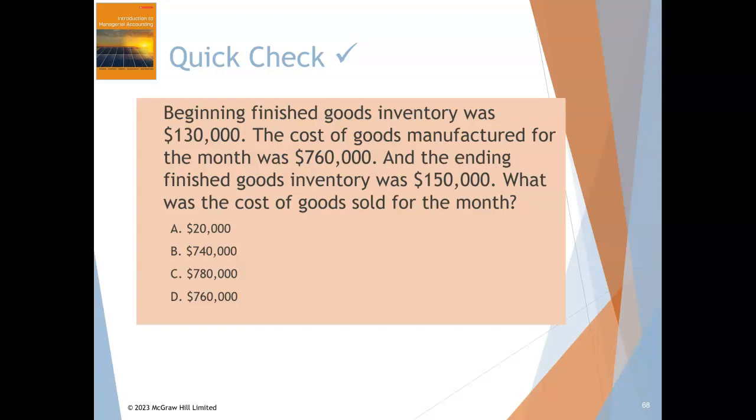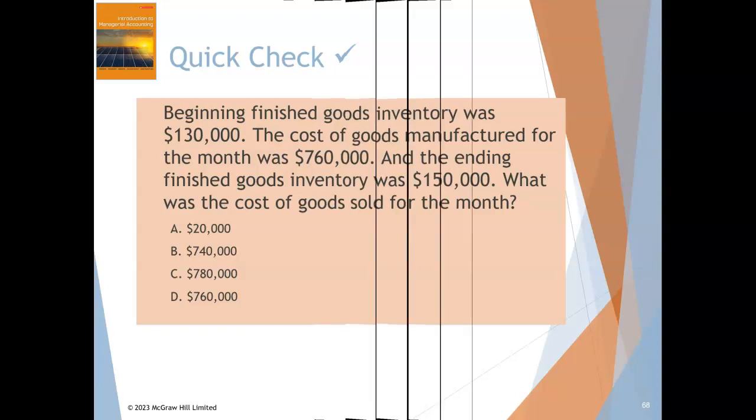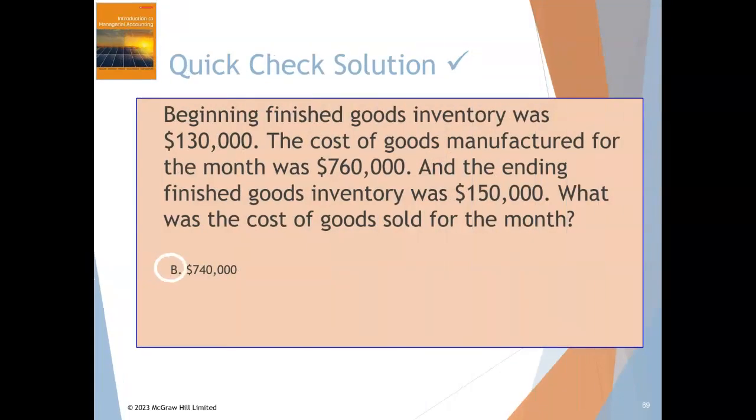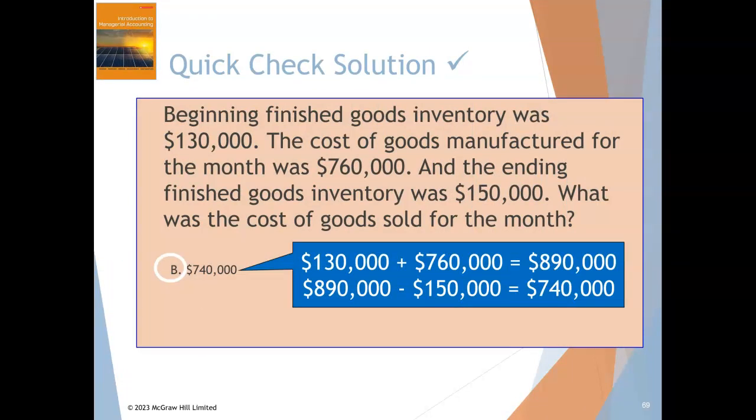A, $20,000, B, $740,000, C, $780,000, D, $760,000. So the correct answer is B, $740,000.